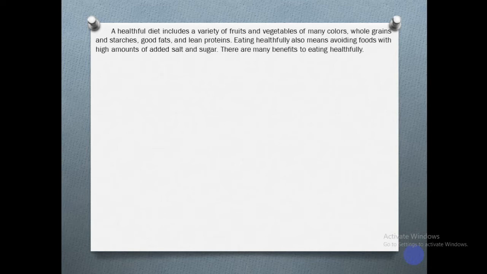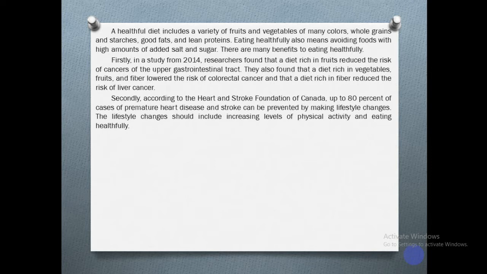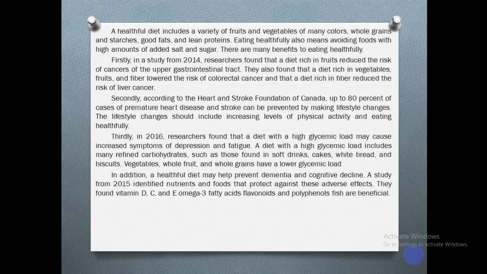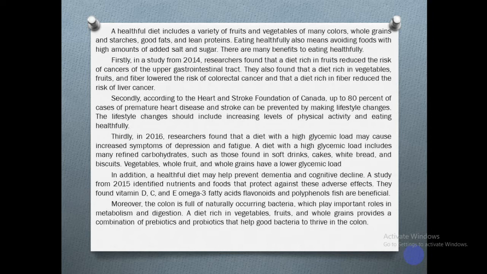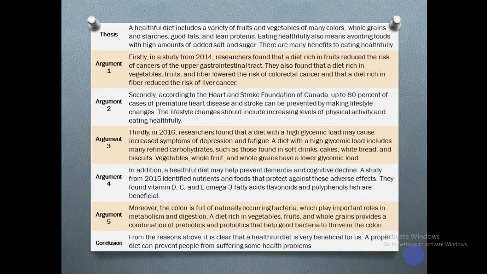Here is the whole text. Can you guess the structures? You're right. It starts with a thesis and ends with a conclusion, while the body of the text is the arguments. Or we can arrange them into a table like this. The first paragraph is the thesis, followed by 5 arguments that are stated in 5 paragraphs, and the last one is the conclusion paragraph.